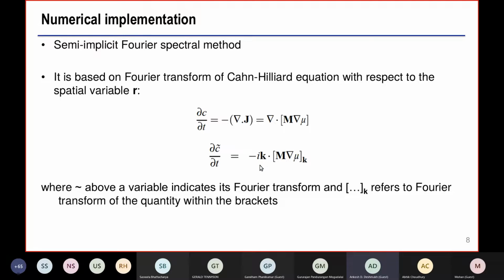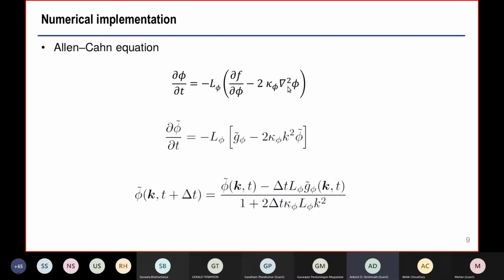Coming further down, I just gave a little glimpse of how it was implemented. This is the equation in Fourier space, where you can see the df by d phi, which is the free energy derivative with respect to the phase field variable, represented as some function g, and also the gradients here represented in the Fourier space.